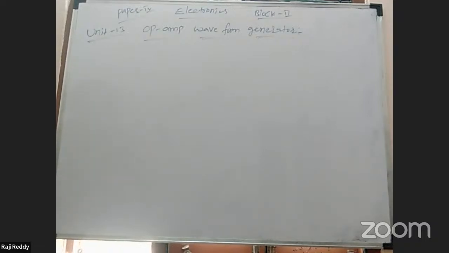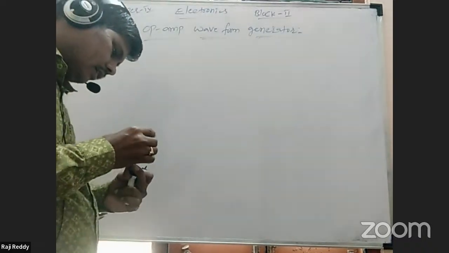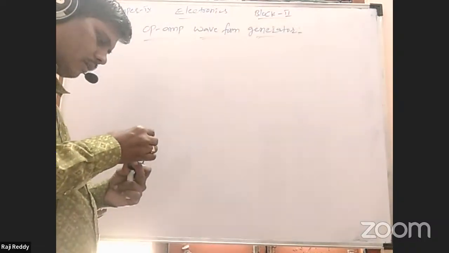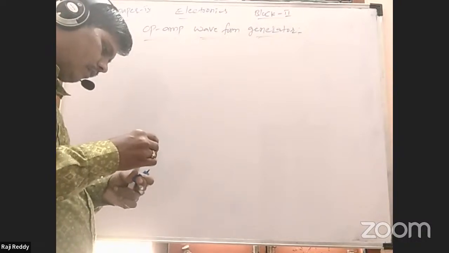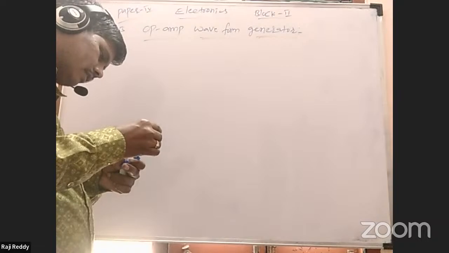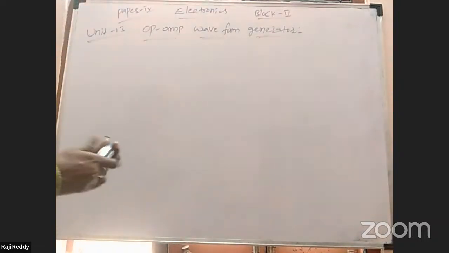The operational amplifier under open loop condition and closed loop condition, we discussed in the previous chapters, the previous units. Now we'll see the output values and CRO in the wave formation. That wave generator part we'll discuss now.